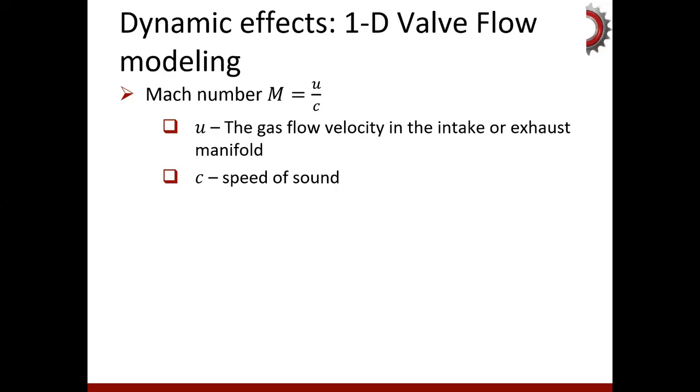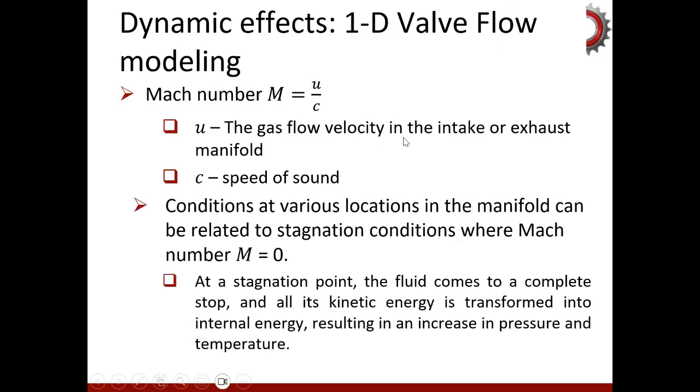So you all know the Mach number, M equals U over C, from fluid mechanics. U is the gas flow velocity and C is the speed of sound. And if Mach is 0, M is 0, then we know that it is a stagnated condition where there is no flow. In other words, we can create a stagnated condition by assuming all its kinetic energy flow is transformed into internal energy and the pressure volume work.